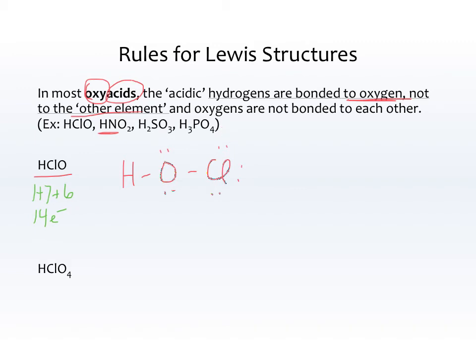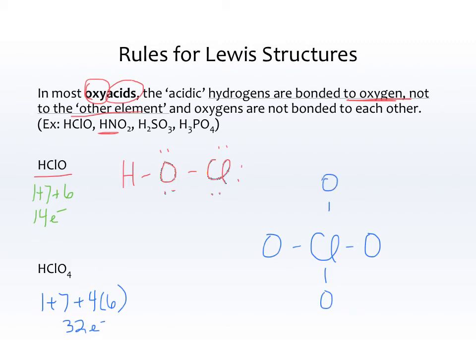Let's try the next example. HClO4, that's 1, plus 7, plus 4 times 6. 24 plus 8 is 32 electrons. In HClO4, Cl is the central atom. The O's are bonded to the Cl, and the H is bonded to one of the O's. It actually doesn't matter which one, just one of the oxygens. Now everybody gets an octet, except for hydrogen. He doesn't need that many.